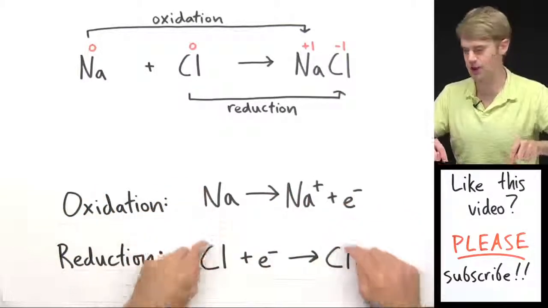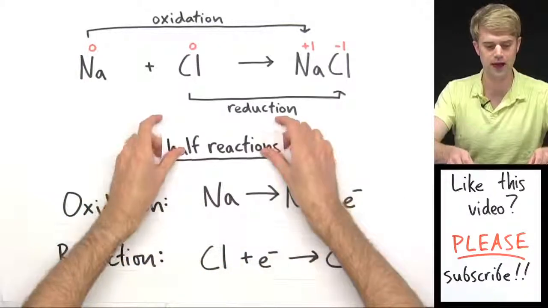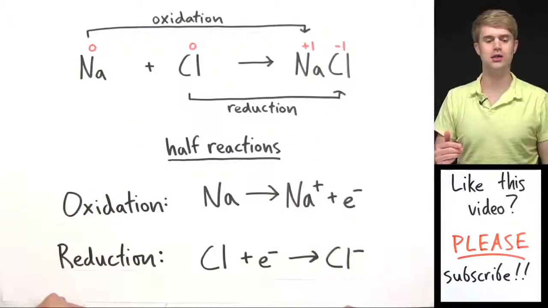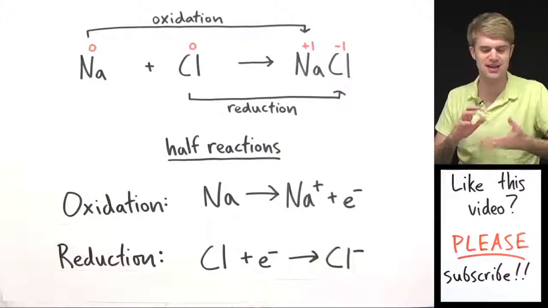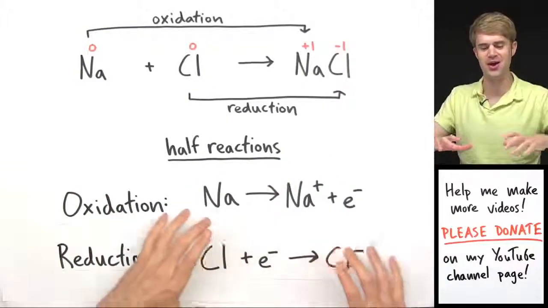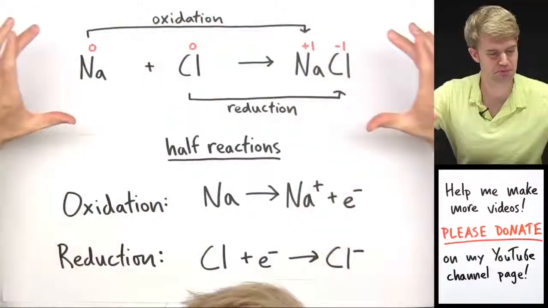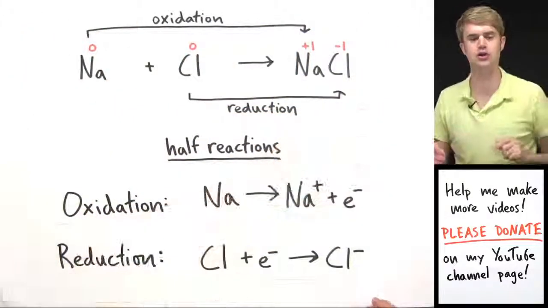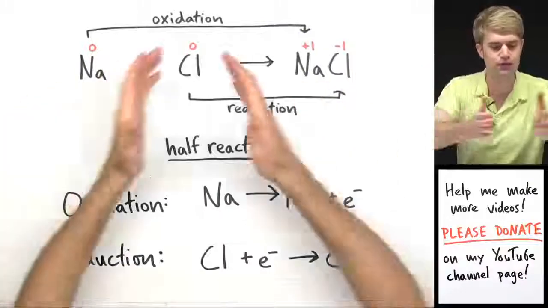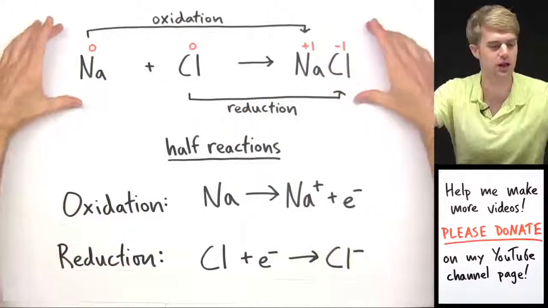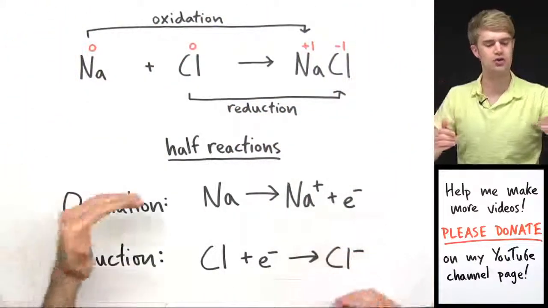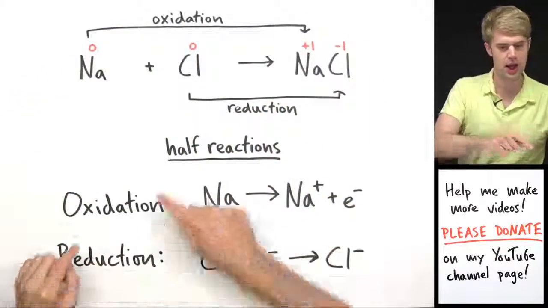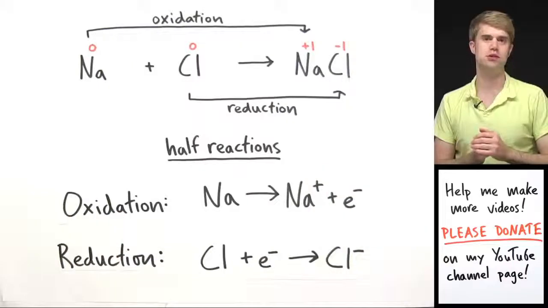Now, these two equations down here are called half reactions. They show either oxidation or reduction, and they're called half reactions because they each kind of tell half the story. You put them together and you get the big picture reaction that shows both oxidation and reduction. So for every oxidation-reduction reaction like this one, you can write two half reactions, one for the oxidation that takes place and one for the reduction that takes place.